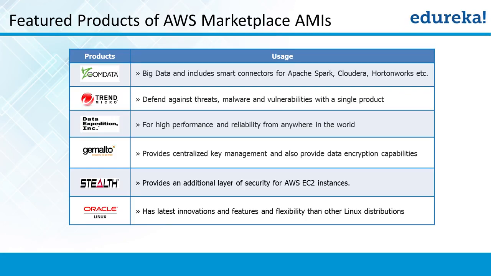Now the software cost will be built into the cost of the EC2 instance. So there's no separate licensing the way it used to happen in the past. The hourly EC2 instance price includes the cost of software.